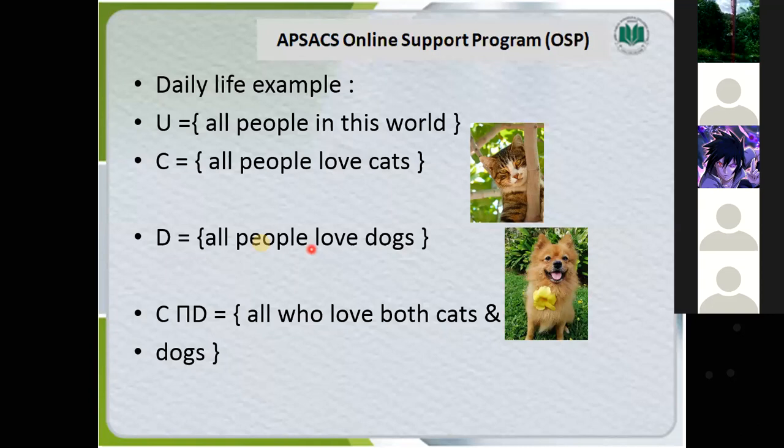Please, beta, look here. A universal set, all the people in this world. C is all the people who love cats, and D is all the people who love dogs. But beta, there are some people like me who love both cats and dogs. So if I love both, this means this is the common point. If it is a common point, this means it is intersection. So C intersection D is all the people who love both cats and dogs. Clear or not clear? I'm clear.